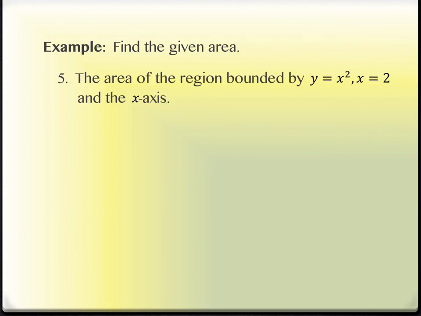All right. So we're going to use these ideas now to take a problem where it's written out in a little bit of language. We've got a little bit of verbiage around it, and we're going to find the area that it's describing. This wants us to find the area of the region bounded by y equals x squared, x equals 2, and the x-axis. So we're going to start out by drawing a picture.